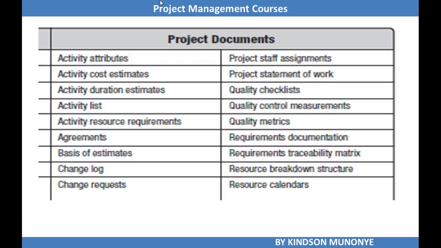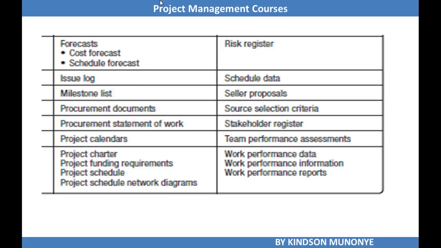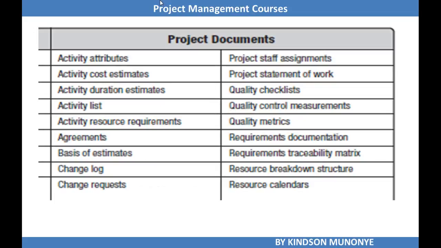Now I'm giving you a list of project documents. Remember, we have the project management plan, which is the baselines, as well as the subsidiary plans, but now we have project documents, which may include the change log, basis of estimates, agreement, quality checklists, resource calendars, forecast, issue log, milestone list, etc. If necessary, or if possible, you can spend some time making a list of these and try to read them through one or more times, so that you'll get used to the project documents. Knowing the difference between the project documents and the project management plan is very, very important.